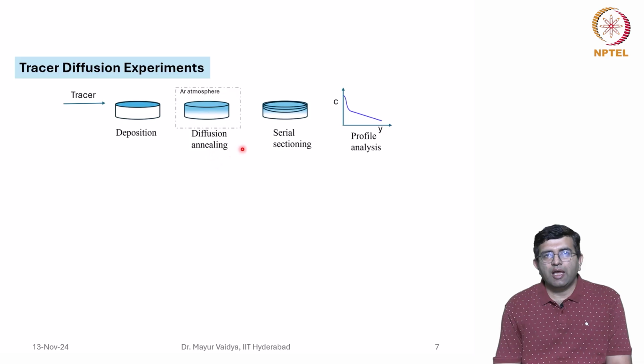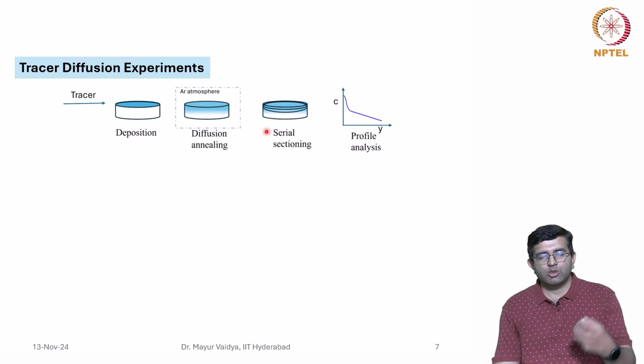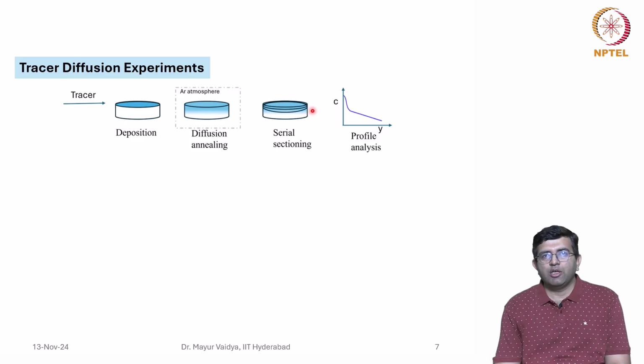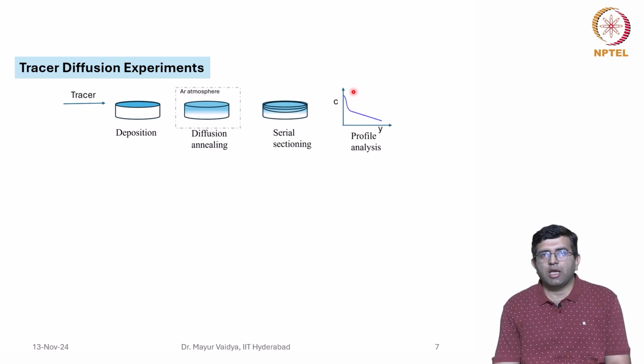After this, you reduce the diameter of the sample. Why we do it, I'll shortly come to it. And then you do what is known as serial sectioning. As the name suggests, sectioning means you section these samples into very thin slices, so that you can count the radioactive material, and then based on that you generate the profile, which, depending on the conditions, can look like this, with one profile, with two slopes, and so on.